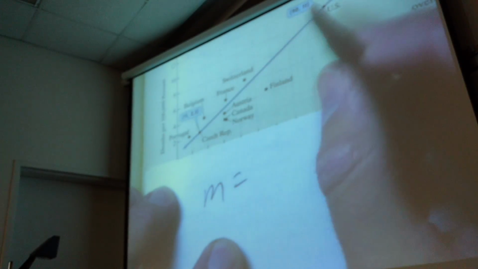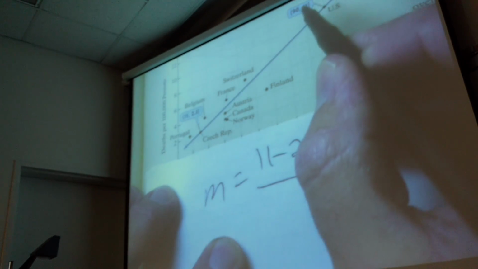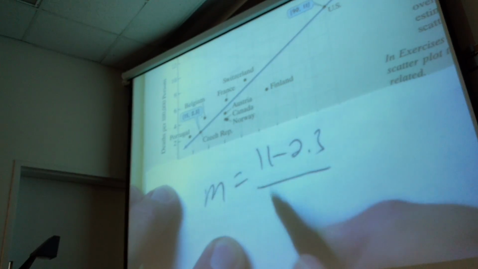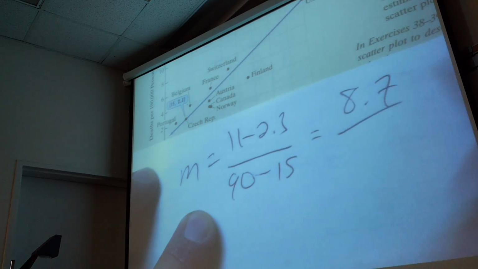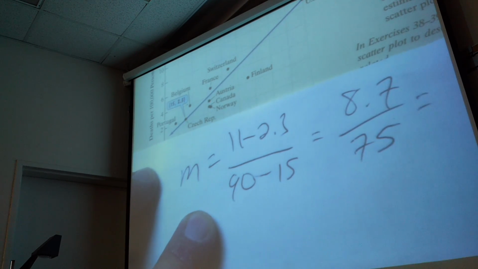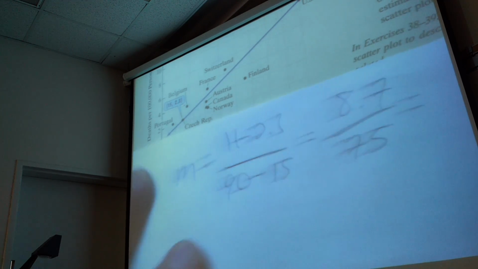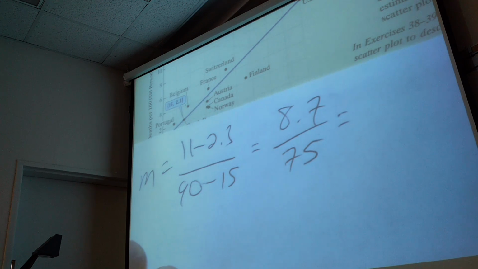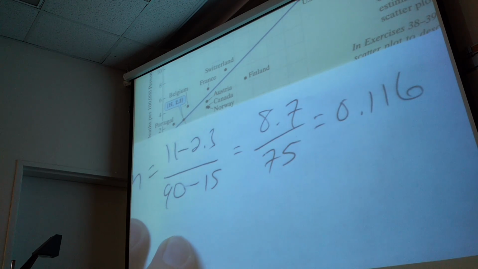So how do I find the slope between these two? 11 minus 2.3 divided by 90 minus 15. So 8.7 divided by 75, and then you just plug that in your calculator, it's fine. Right, they actually have decimal answers for this one. Whatever 8.7 divided by 75 is. 0.116, cool. I like it. So that's the slope.